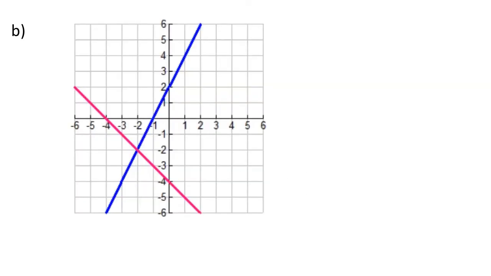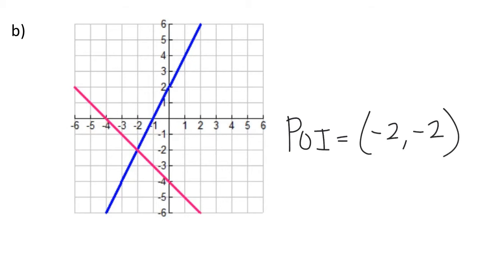So here's another example where again we've got two lines intersecting each other. We can see very clearly that the lines intersect at this particular point. So all we need to do is identify the coordinates. The x value of this point would be negative 2, and the y value would also be negative 2. So we can state that the POI is equal to negative 2 and negative 2.